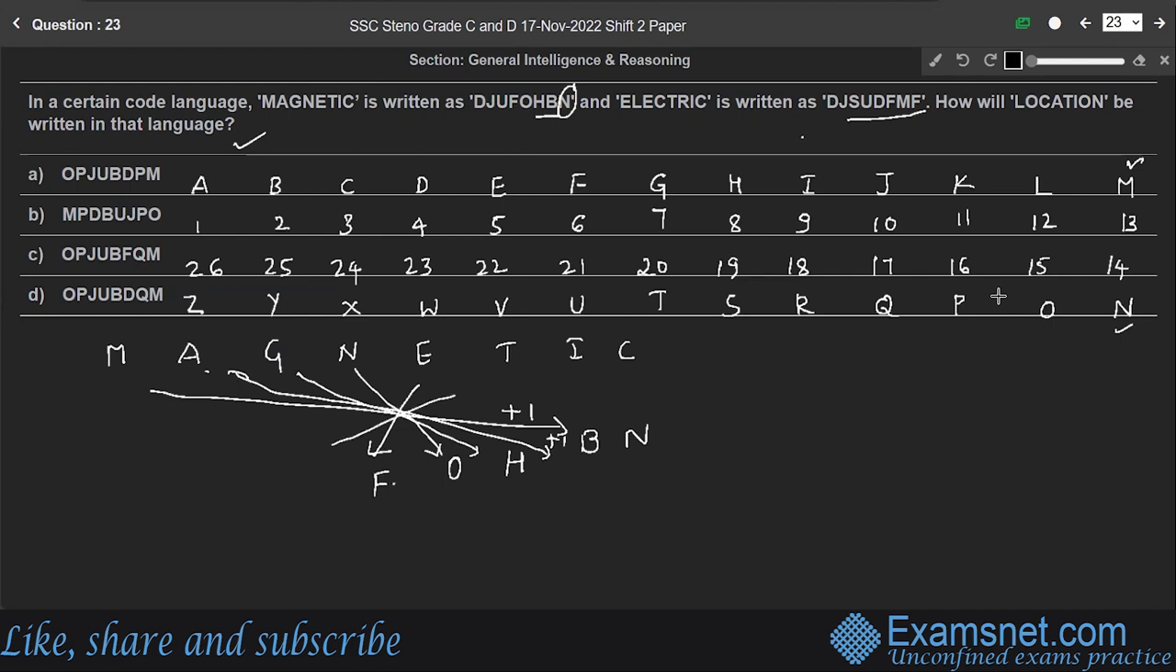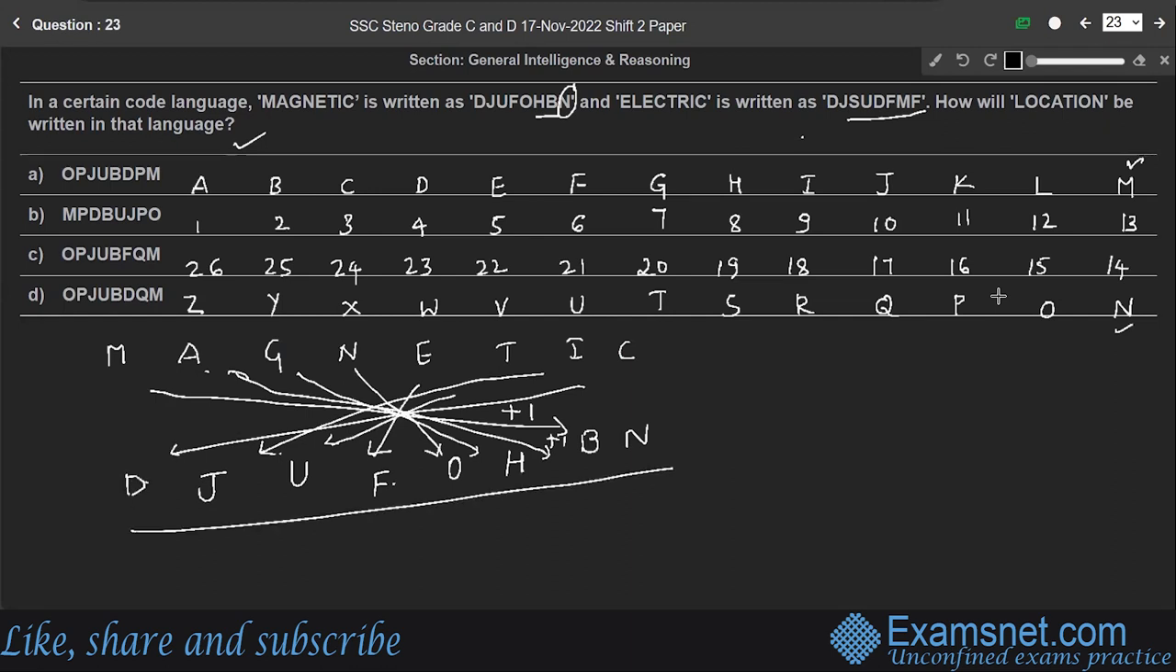T is 20 plus 1 is U. I is 9 plus 1 is J and C plus 1 is D. Therefore, the code for magnetic is DJUFOHBN. Similarly, for the next word, electric, the first letter is coded as the last letter of the code, which is written in the reverse manner. So we'll consider the word location.